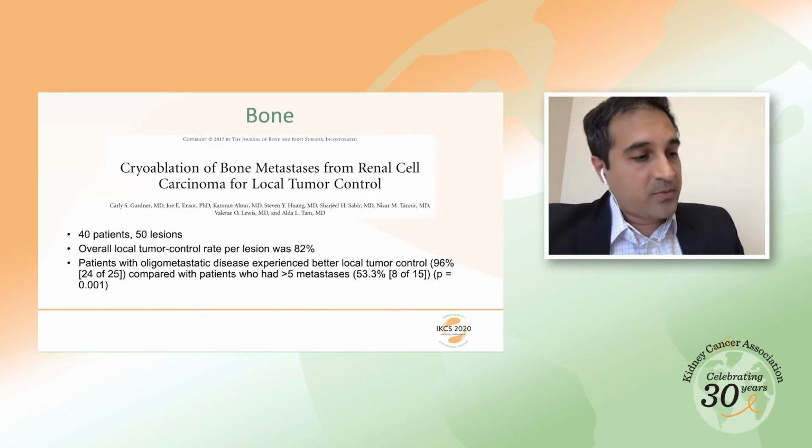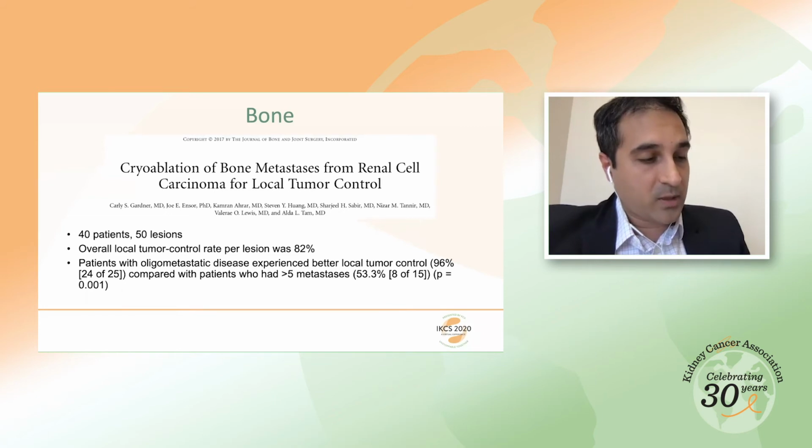So we published our experience with local control for patients with oligometastatic renal cell carcinoma that involves the bone. We found that the overall local control rate was about 82%, but then when you look specifically at the patients who had oligometastatic disease, they ended up faring much better with a local control rate of about 96%.